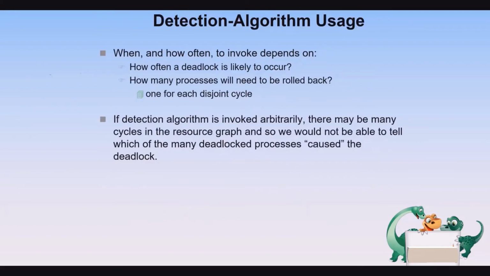Next, detection algorithm usage. When and how often to invoke it depends on how often a deadlock is likely to occur and how many processes will need to be rolled back, one for each disjoint cycle. If the detection algorithm is invoked arbitrarily, there may be many cycles in the resource graph, and so we would not be able to tell which of the many deadlocked processes caused the deadlock.